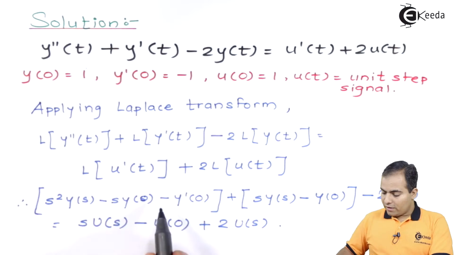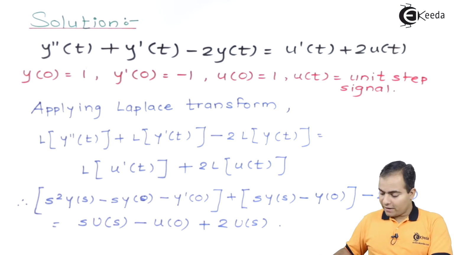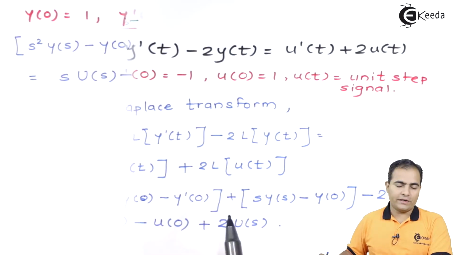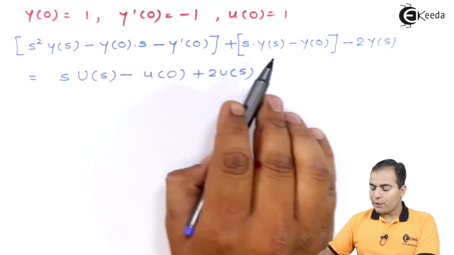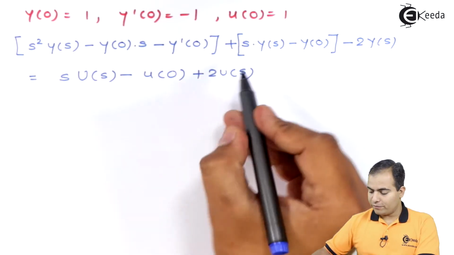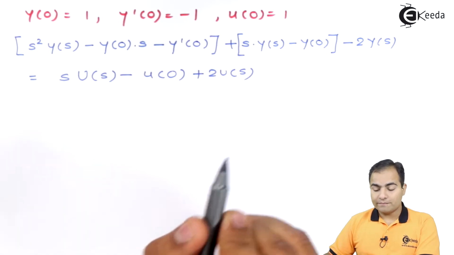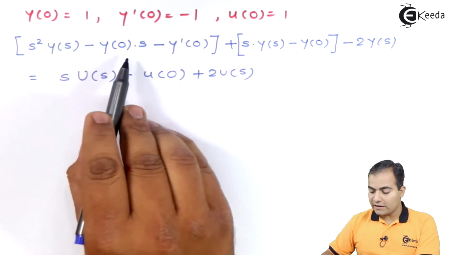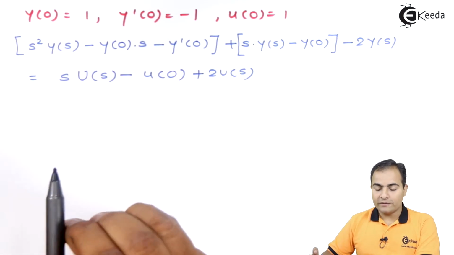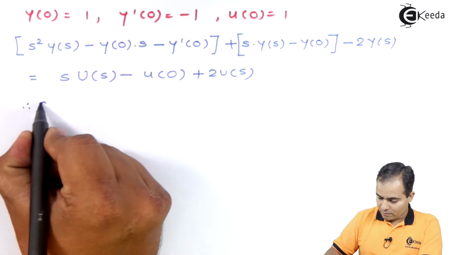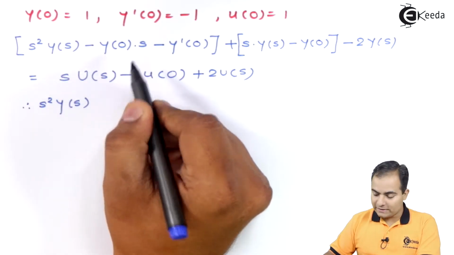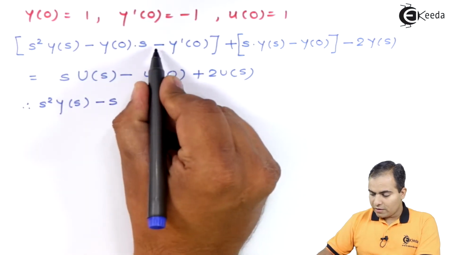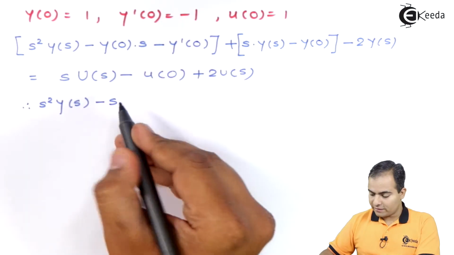Now I'll open all these brackets, and after that I'll substitute the values of all the initial conditions, that is y of 0 and y dash of 0. These are the initial conditions which are given in the question, and this is the equation that we have derived just before. Now what is the next step? We have to substitute all the initial condition values in this equation. So y of 0 is 1, so 1 into s is minus s. Y dash of 0 was minus 1.